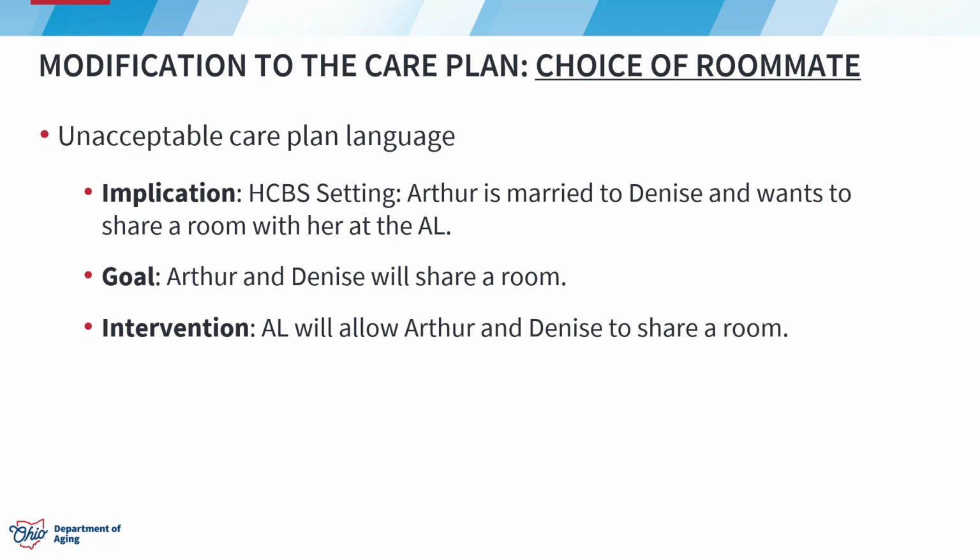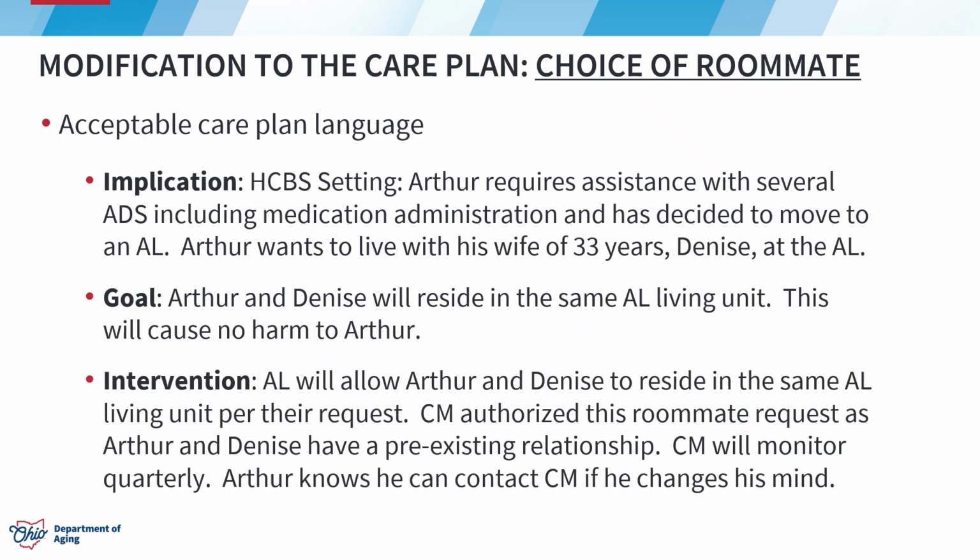So let's talk about what good care plan language would look like. Here is acceptable language for choice of roommate. Arthur requires assistance with several ADLs, including medication administration, and has decided to move into the assisted living. Arthur wants to live with his wife of 33 years, Denise, at the AL. The goal is that the individuals will live in the same living unit, and this will cause no harm. That sentence, "this will cause no harm," is required for every modification to those additional setting requirements for assisted living and adult day. That is required per the Ohio Administrative Code.